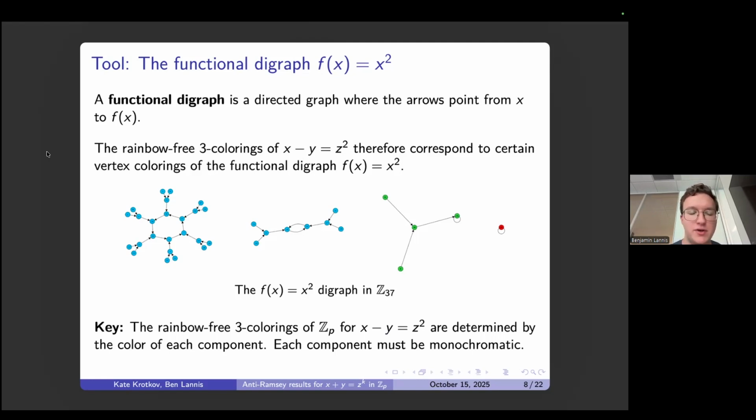The next thing that you can observe is that because the functional digraph maps x to x squared, for any x in Z_p, x and minus x will be living in the same component since they square to the same thing. Through a combination of these two results and a little bit more work, you can show that for any rainbow-free 3-coloring for this equation in Z_p, the components of the functional digraph will be monochromatic.